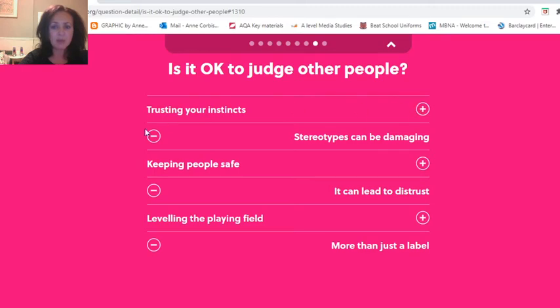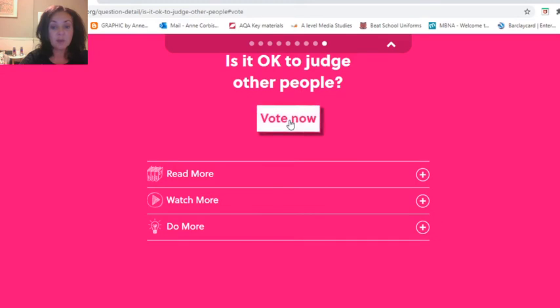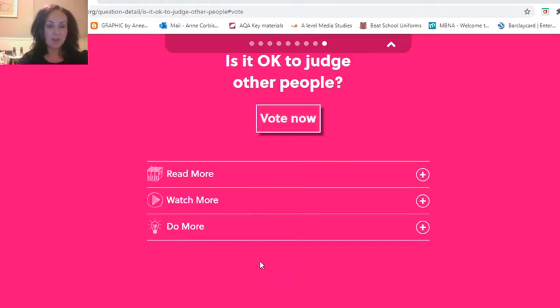Yeah, because we need to trust our instincts. Yeah, it keeps people safe. Yes, it levels the playing field. Or against, but stereotypes are damaging, it can lead to distrust, and people are more than just a label. And then you can vote, and you can see what other students have said when they've been voting.